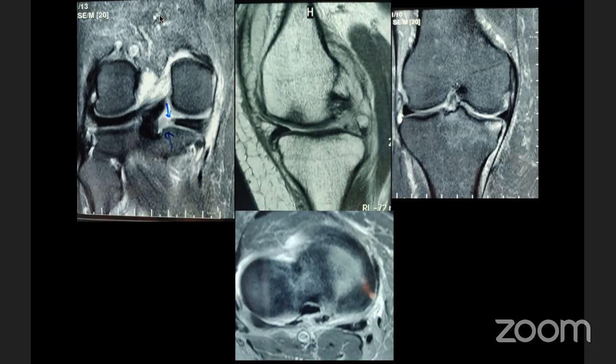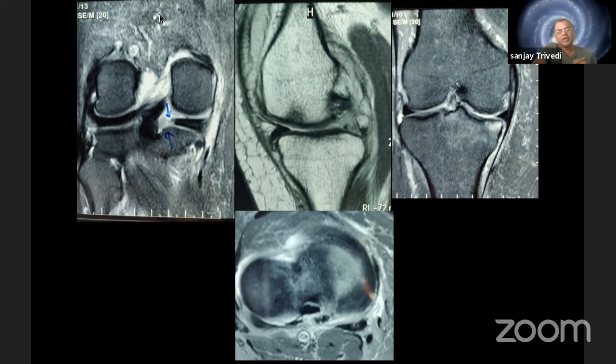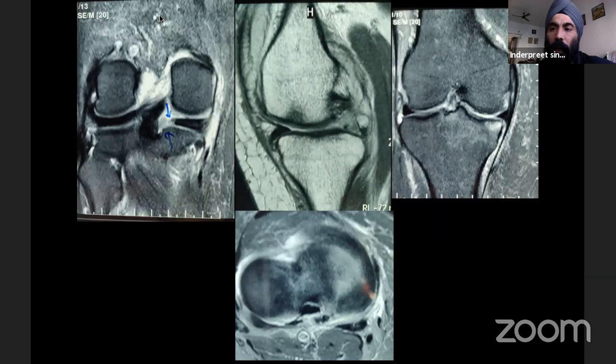In this case, if this falls under the unicondylar category, I would be inclined to offer her unicondylar rather than osteotomy and root repair. But this is not a bone-on-bone scenario. And I think, if I am not mistaken, Sachin said, don't choose a uni which is not bone-on-bone.